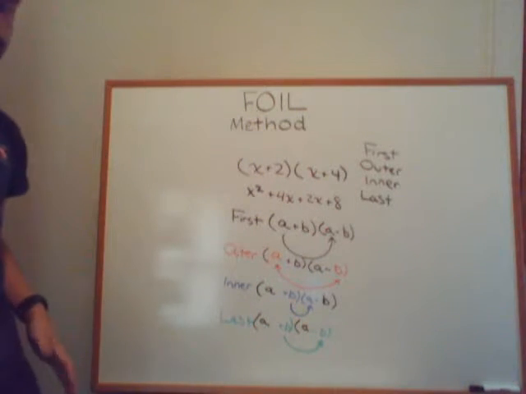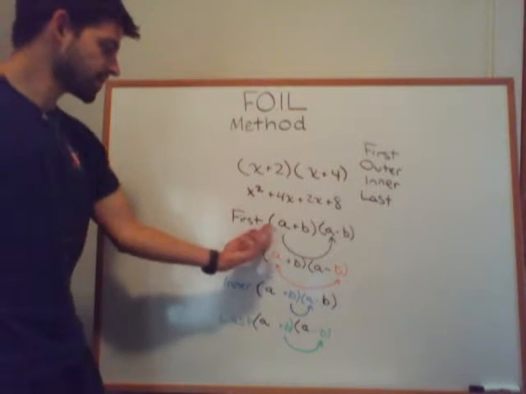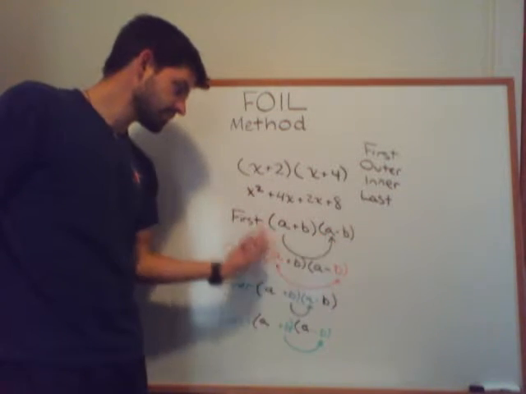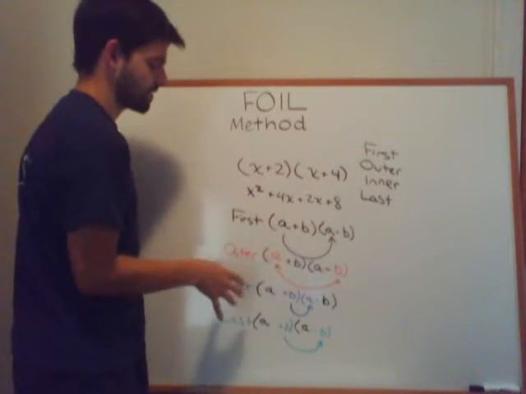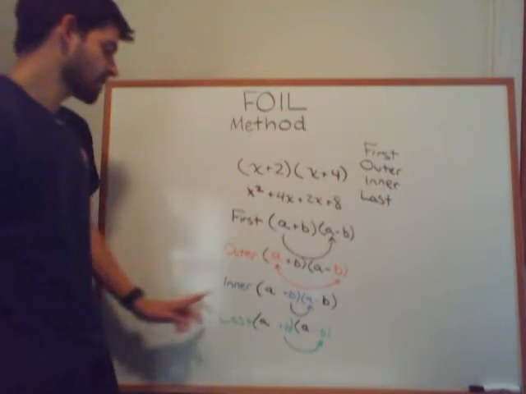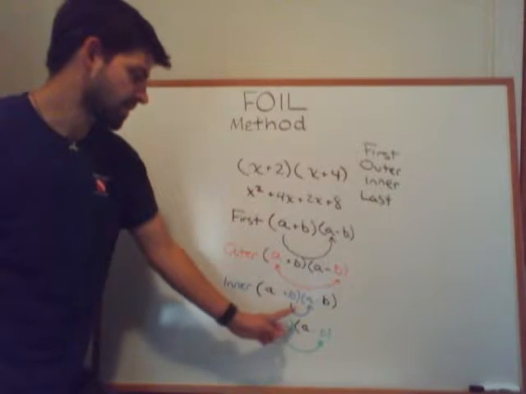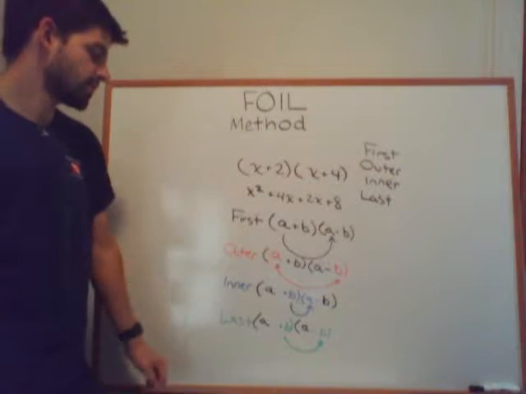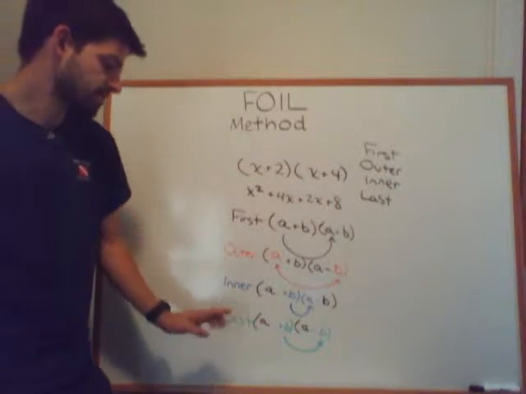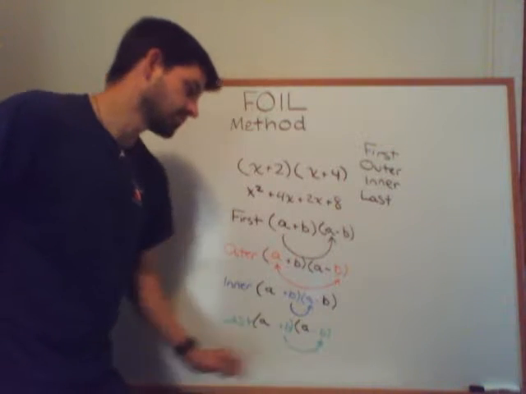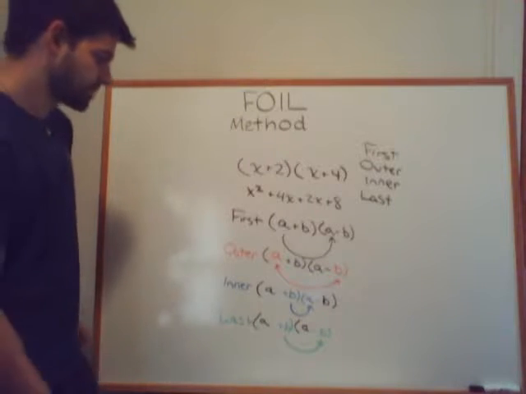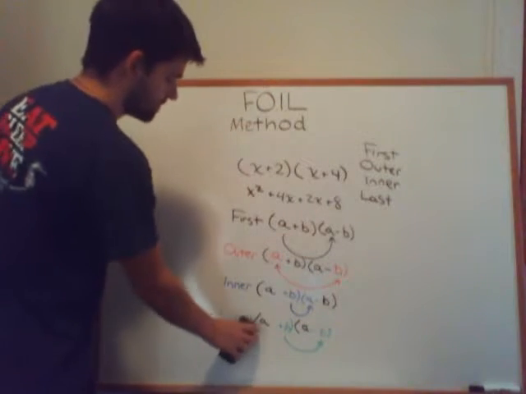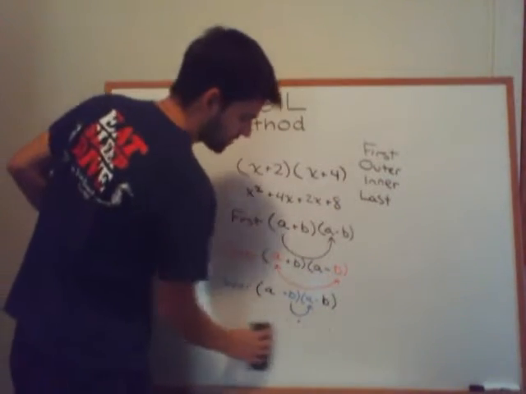Alright, and again, so just to recap, the first are your first parts of your binomial expressions. The outer is the most outer parts by the ends of the parentheses. The inner is going to be the most closest to the inside of the parentheses. And then the last is going to be the last of the two end terms of your binomial expressions. So taking those into account, let's do a couple examples of FOIL.